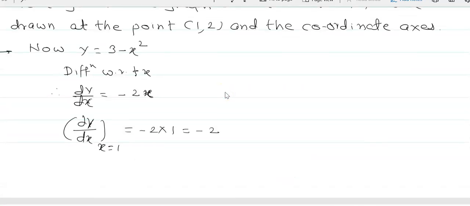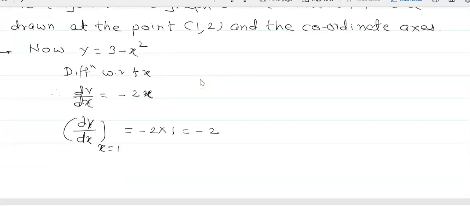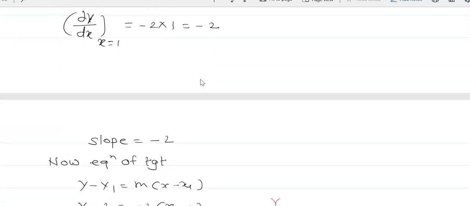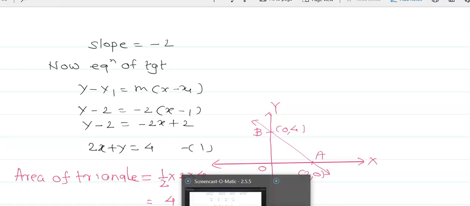Again, see this. First of all, what we have done: we found the equation of the tangent to the given curve at the point (1, 2), differentiated it, found its slope, the equation of the tangent, and then we drew this figure. This is the line; when it touches the x-axis, the coordinate is (2, 0). When it touches the y-axis, the coordinate is (0, 4). And we can determine this area of the triangle. See this again.